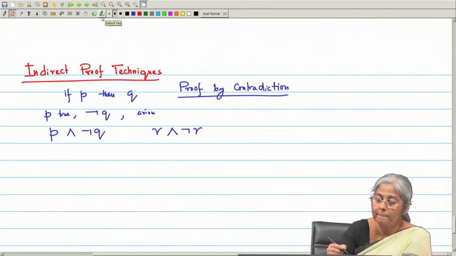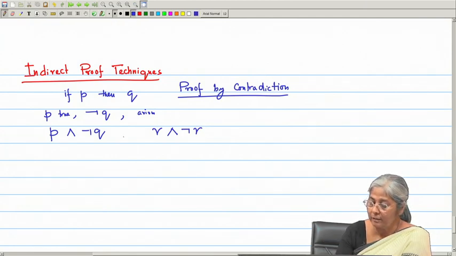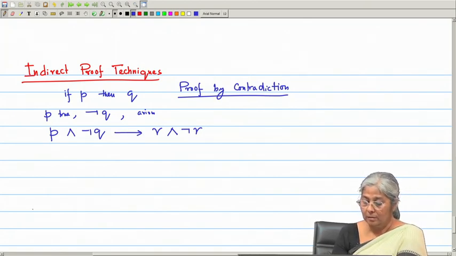whether they imply R and negation R, and whether this is equivalent to P implies Q. So, we will give a proof by the truth table method.